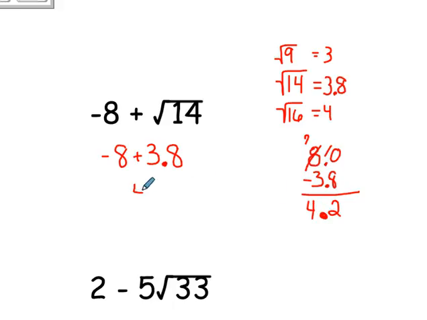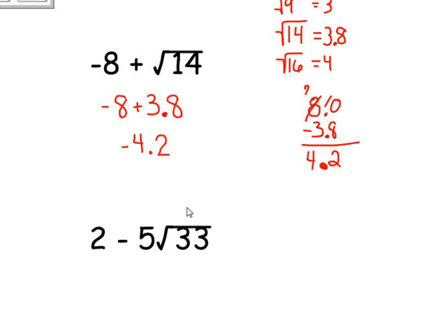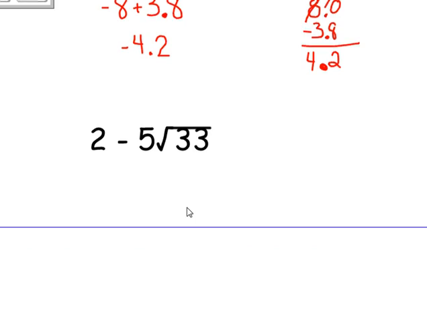Now I come over here. I've gotten 4.2, but I need to look at my sign. Because the 8 is larger and it's negative, my answer is negative. So the answer to this expression would be negative 4.2. I have one more set up for us to try.